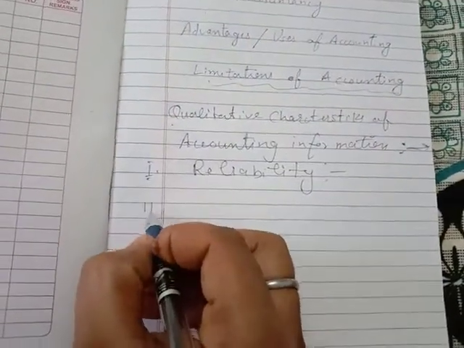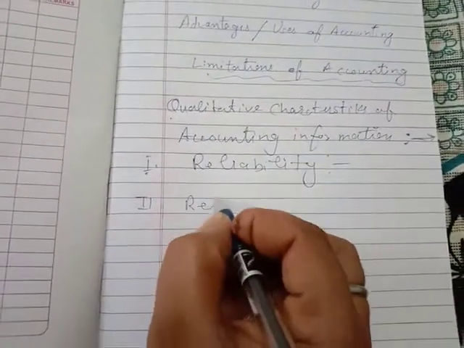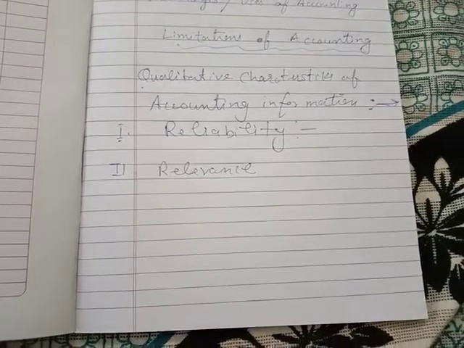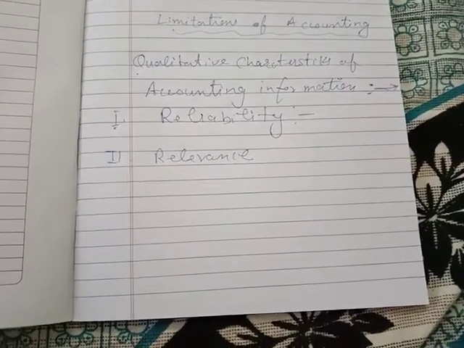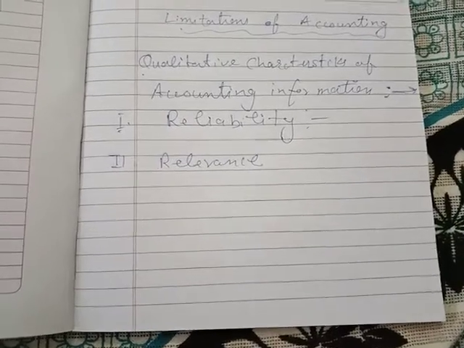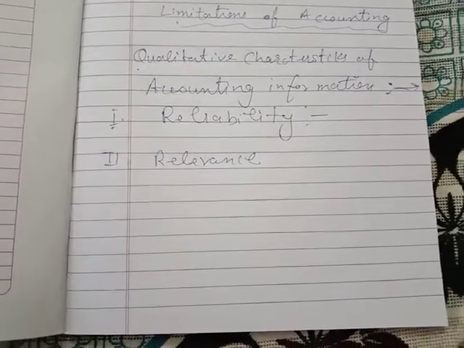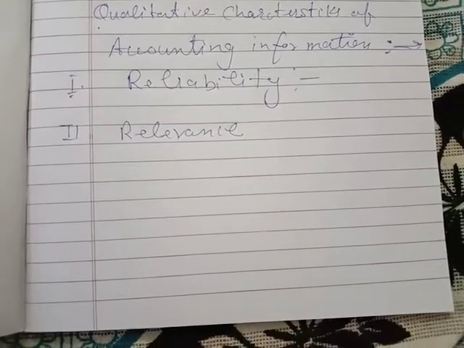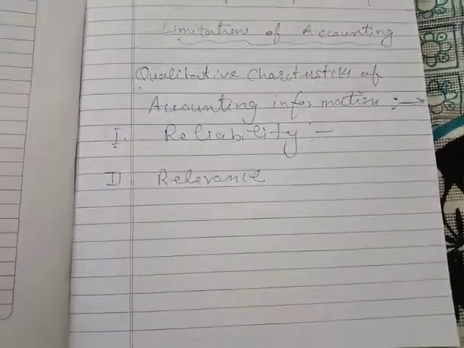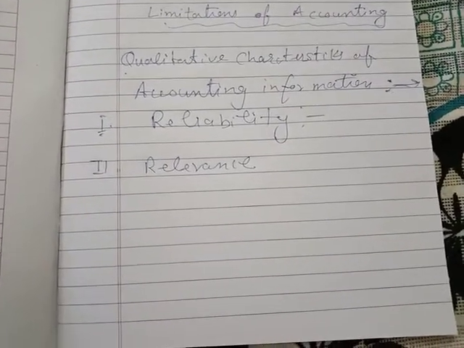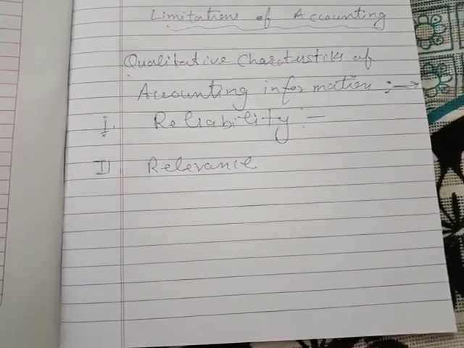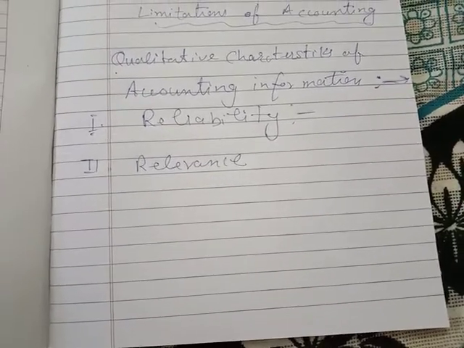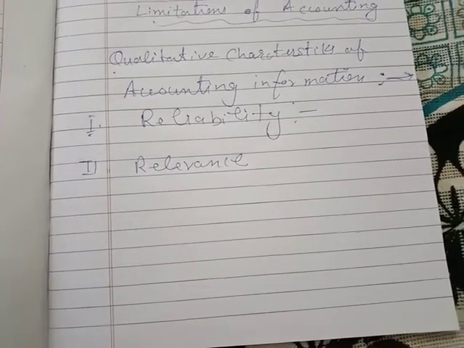Second point is relevance. According to relevance, the accounting information shown by the financial statement must be relevant to the objectives of the enterprise. Unnecessary and irrelevant information should not be included in the financial statements. To be relevant, information must be capable of making a difference in a decision. That is, it must help the management, investors, creditors, and other users of accounting information in making decisions.